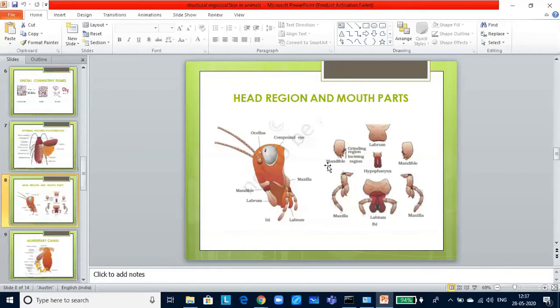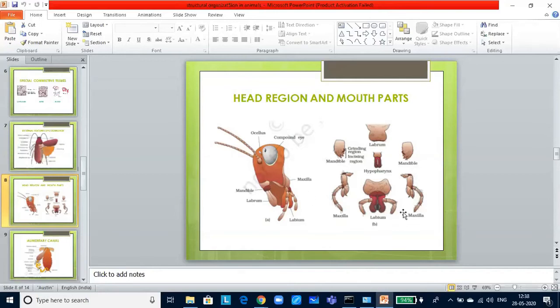Antennae has sensory receptors that help in sensing the environment. Mouth parts are of chewing and biting type. Mouth parts consist of labrum, a pair of mandibles, a pair of maxilla, labium. A hypopharynx lies within the cavity enclosed by the mouth parts.